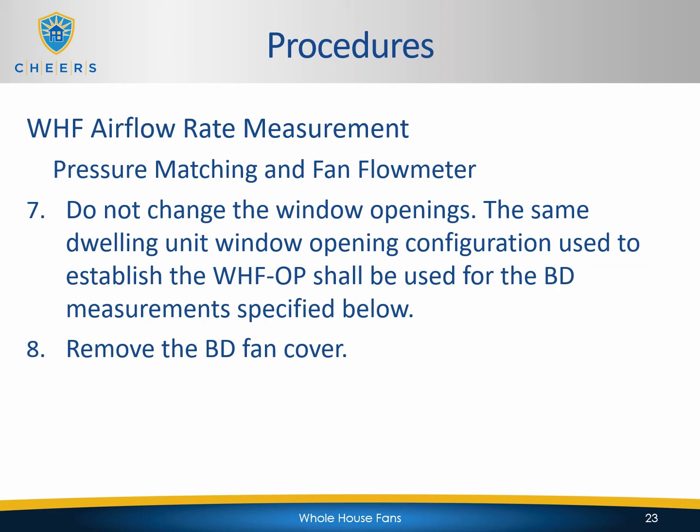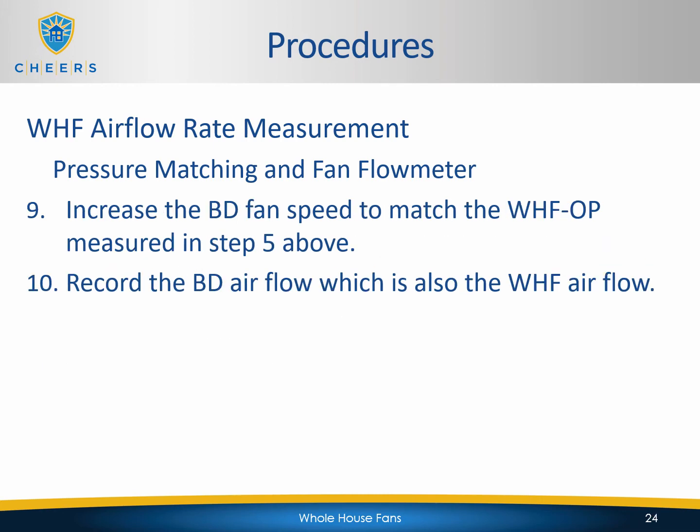So now we're going to move to the blower door, and you're going to remove the blower door fan cover, and then turn on the blower door fan and increase the speed until you match the whole house fan operating pressure that you measured in step 5 above. Again, the target is 10 pascals, but you can be anywhere between 5 and 15. So whatever you recorded that you're able to achieve, whether it was 8 or 12 or what have you, you're going to turn that fan on until you get to that same pressure.